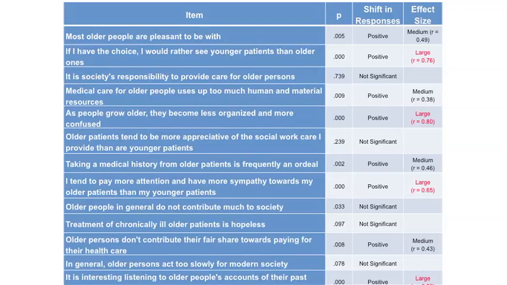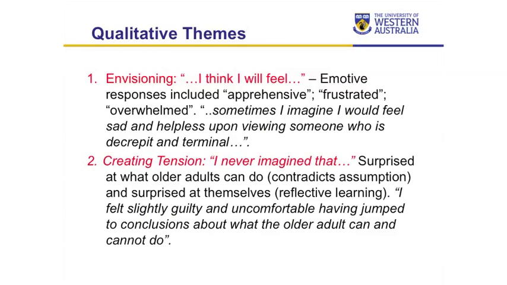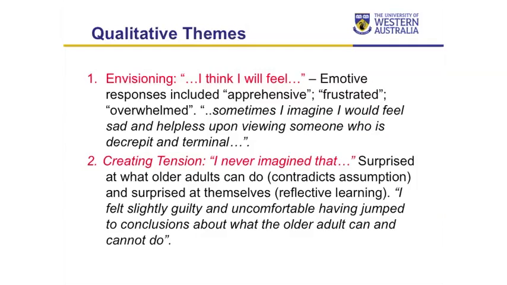In relation to the qualitative themes, we found 4 themes. The first one was that this process allowed them to envision, which is what we wanted in terms of preflection. I think I will feel... And a lot of their responses were quite emotive, which is the use of the photo-elicitation techniques, and art evokes emotive feelings. They included apprehensive, frustration, overwhelmed. One said, "Sometimes I imagine I would feel sad and helpless upon viewing someone who is decrepit and terminal."